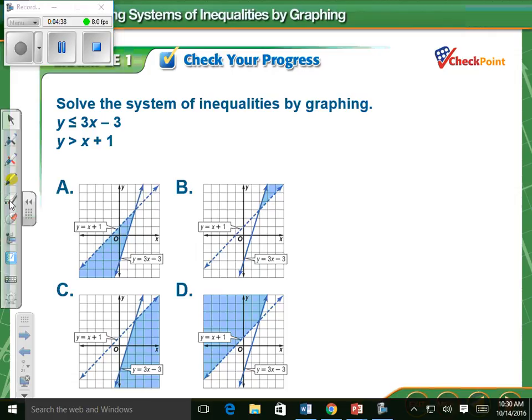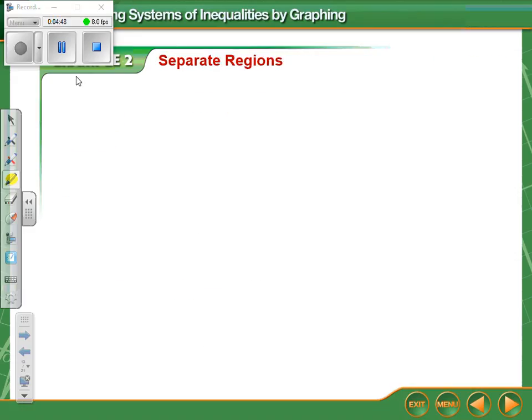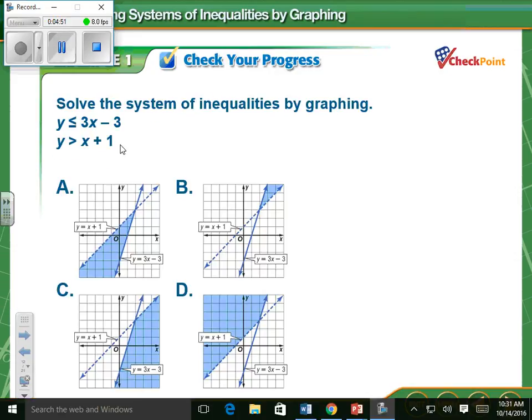Okay, so if we want below the 3x minus 3, but we want above the x plus 1, well, above the x plus 1 is up here, below the 3x minus 3 is over here. And so this whole area would be shaded maybe in yellow, this whole area would be shaded maybe in blue, and this little sliver right here would be shaded blue and yellow and might make green.